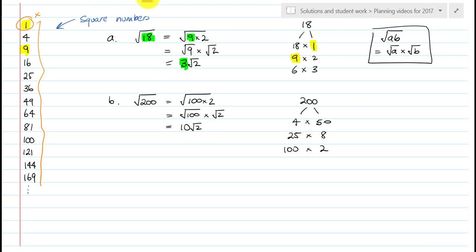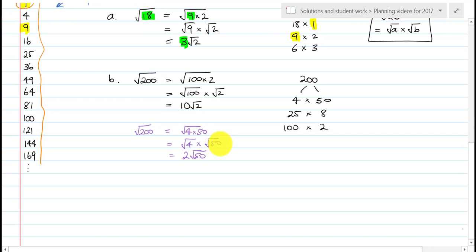If, on the other hand, and this is a different way of doing it, we didn't notice the 100 factor, you might only notice the 4 factor, in which case you write it down as 4 times 50, which is equal to the square root of 4 times by the square root of 50, and this is equal to 2 root 50. Always make sure that you have checked for more factors as you go along. So does 50 have any square factors? And at this point, you might say, hold on a second, it does. 2 root 25 times 2, which is equal to 2 times root 25 times root 2.